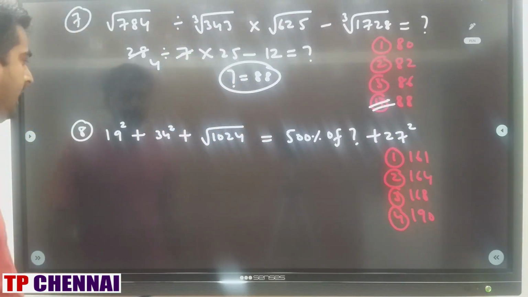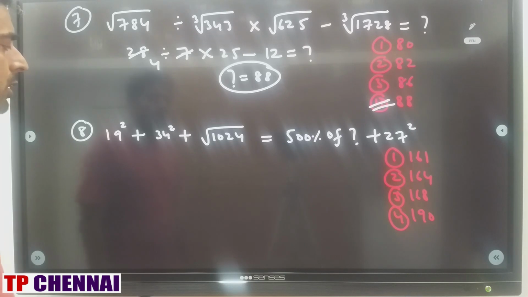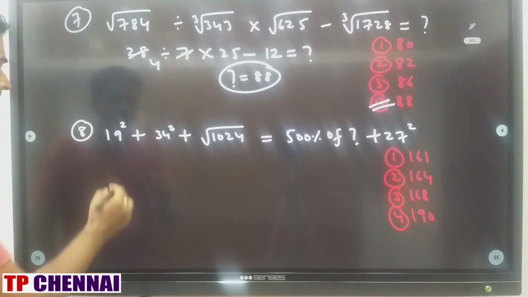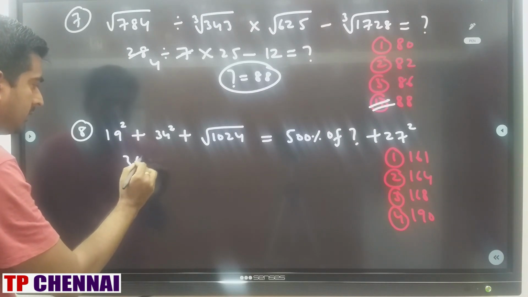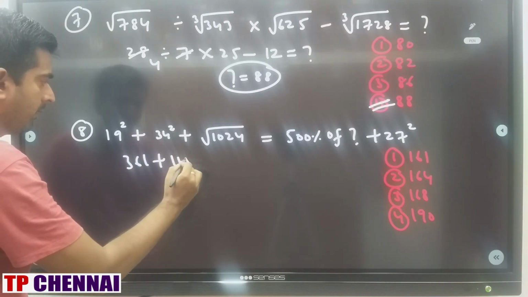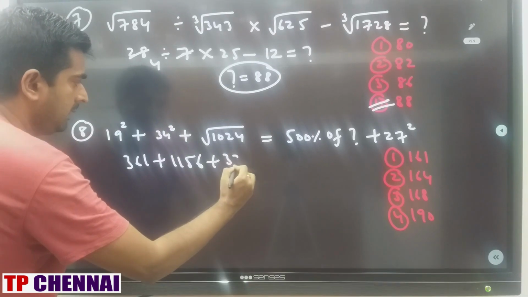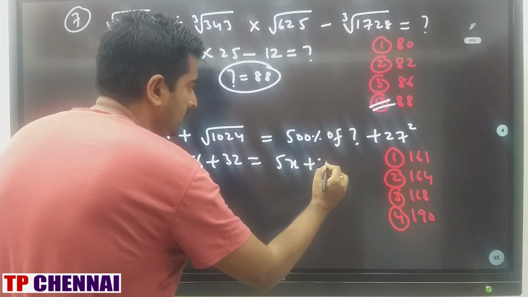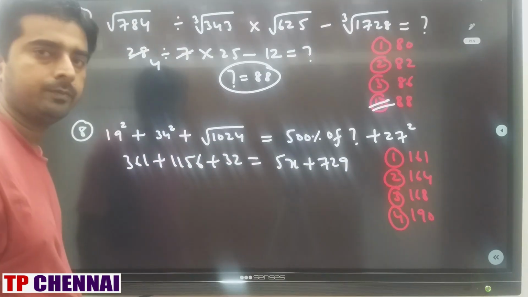Next one. 19 square plus 34 square plus square root of 1024 is equal to 500% of question mark plus 27 square. 19 square is how much? 361. This is 1156. This is 32 is equal to 5x plus 729. Right?